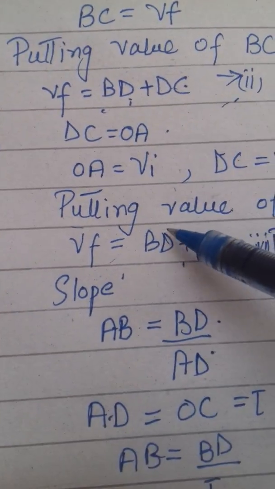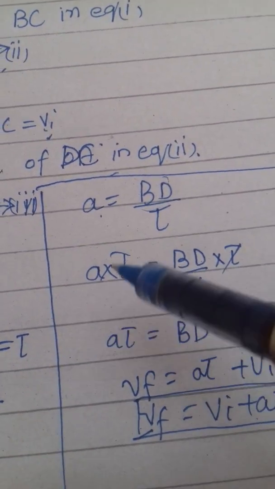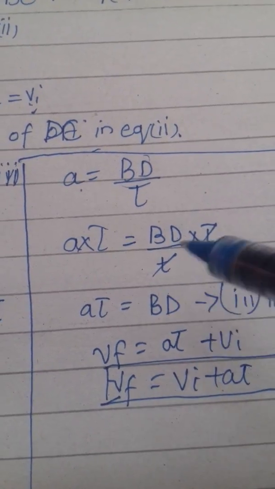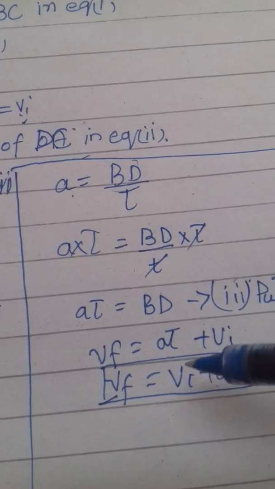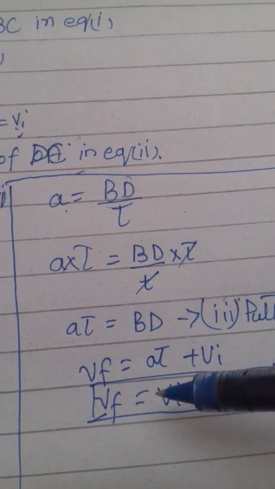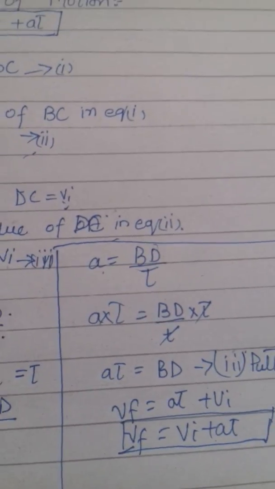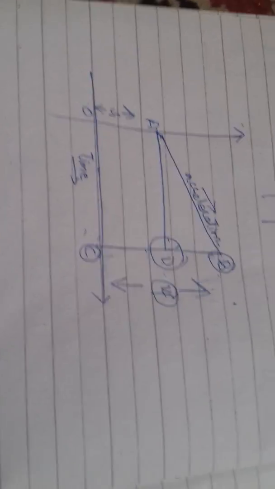To find BD, we multiply T on the other side, and BD becomes at. Now putting the value of BD into equation number 3, Vf equals at plus Vi. When we arrange this equation, it becomes Vf equals Vi plus at. So this is all for the first equation.